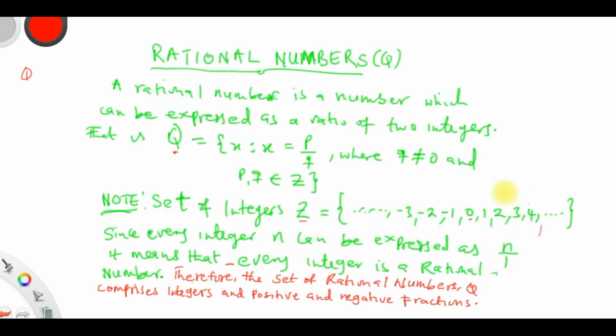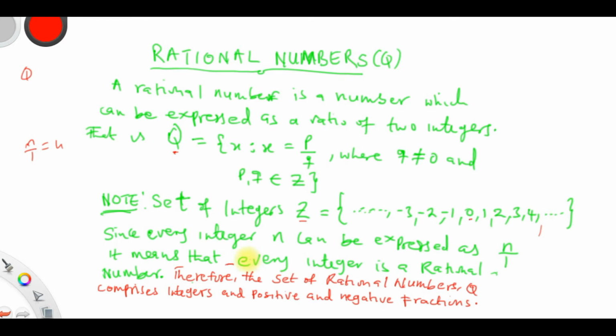All these numbers can be represented as n over 1. Any number over 1 is the same as that number. So 1 over 1 is 1, 2 over 1 is 2, 3 over 1 is 3, negative 1 over 1 is negative 1, negative 2 over 1 is negative 2, and so on. Since every integer n can be expressed as n over 1, every integer is a rational number.